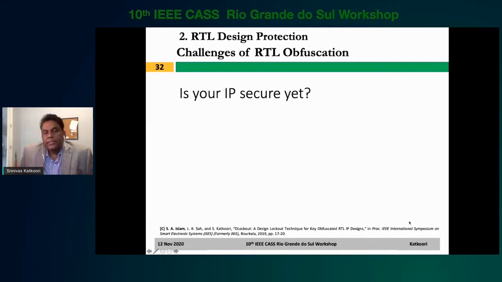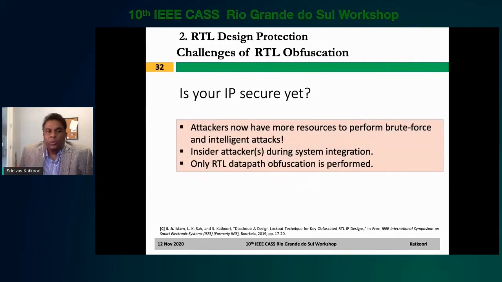So with this, is your IP secure? Okay, is it secure yet? Now if the attacker knows that it is obfuscated, what they can do is try a brute force technique where they can try many different keys, and perhaps even do a SAT based attack where you can predict the keys. Okay, so clearly this is a problem, right? So we have raised the bar, but still not enough.